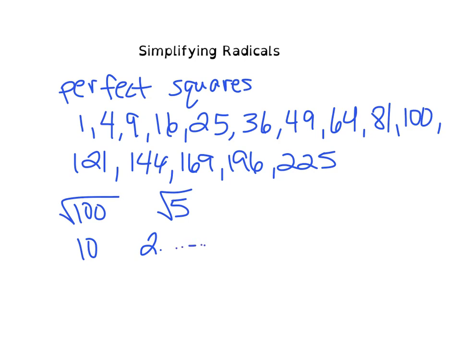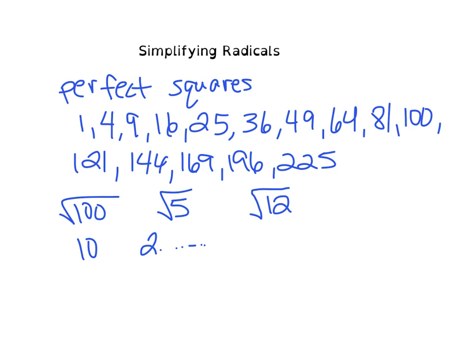Sometimes we have numbers like, let's say, the square root of 12. 12 is not a perfect square, but it has a factor that's a perfect square. Whenever we're talking about these factors, we're not talking about 1, because 1 and that number would just be what those factors are. So if I think about the factors of 12, I want to think of a factor that is a perfect square. Okay, so 4 goes into 12, and 4 is a perfect square.